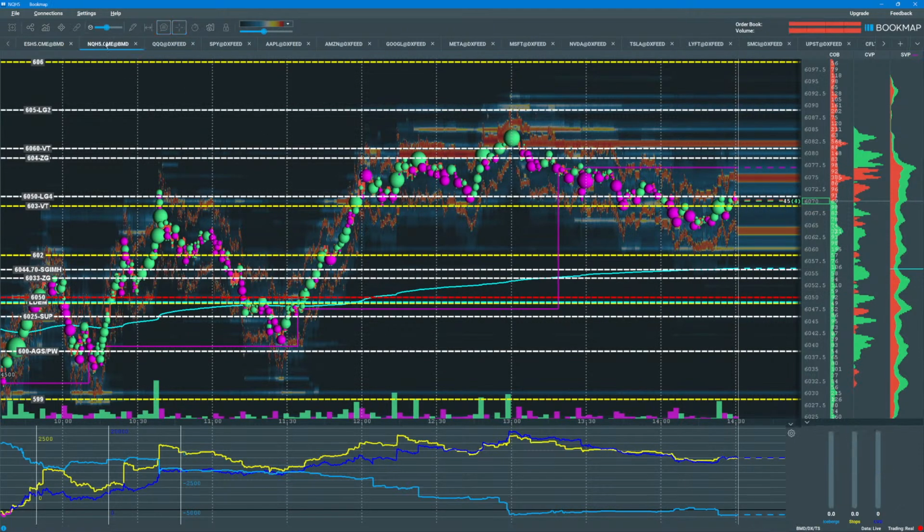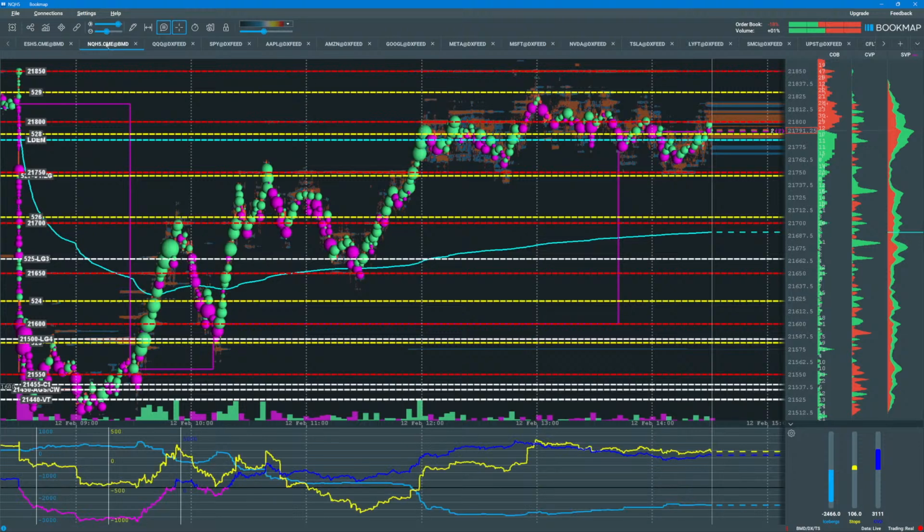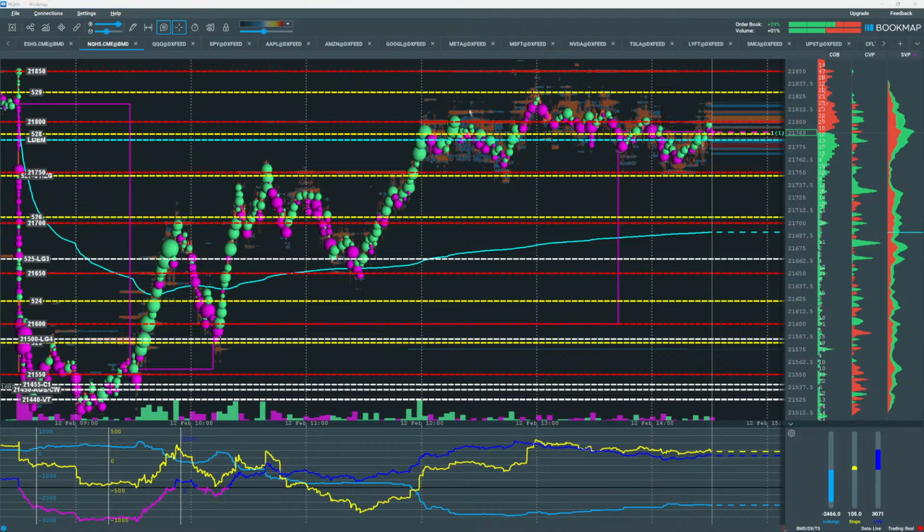Want to take a look at the NASDAQ, then I'm going to wrap it up. All right, so NASDAQ consolidating really between QQQ 527 and 529, with 528 right in the middle there.